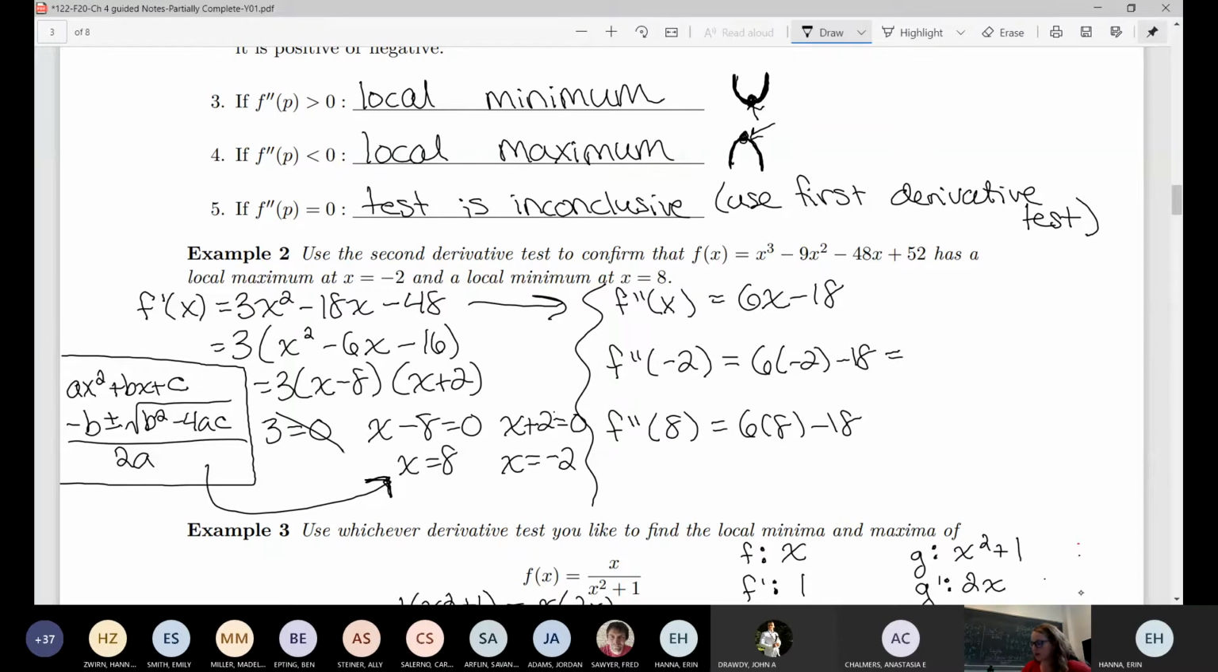When we plug in -2, we're going to get -30, which is of course less than 0. Since -30 is negative, that would mean that we're concave down there. So if we're concave down, that would mean that this is a local max, which we were just triple checking.